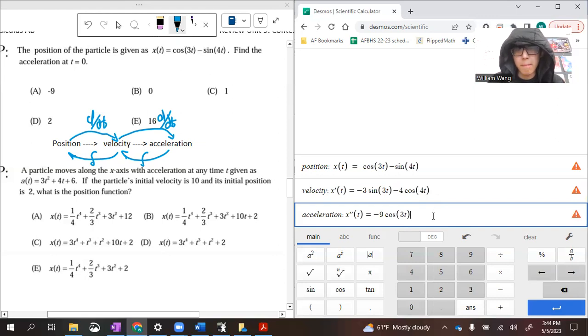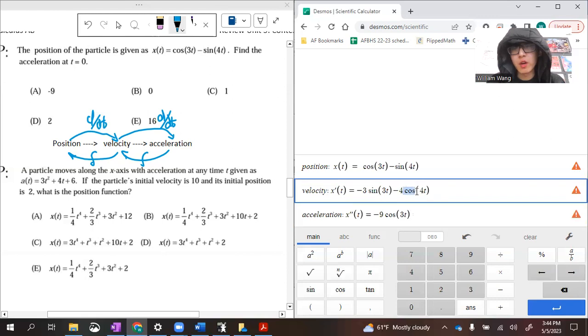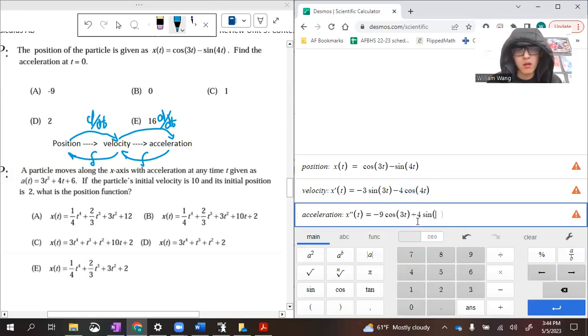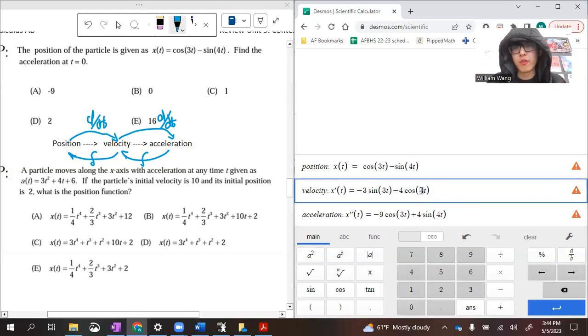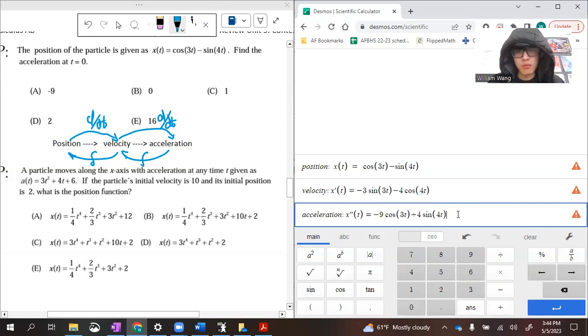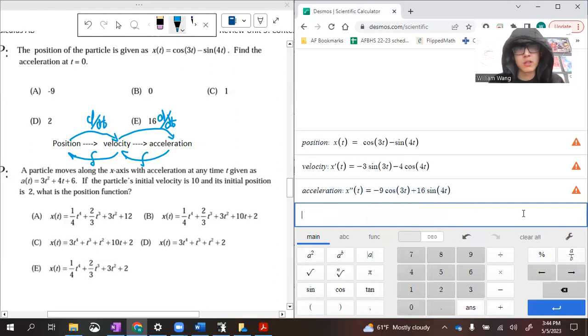All right. Then minus 4 cosine of 4t. Derivative of cosine is negative sine, so that turns it into positive 4 sine of 4t. Derivative of 4t is 4, so I multiply by 4, which means I'm really going to multiply this sine of 4t. 4 times 4 is 16. All right, that is my acceleration equation.